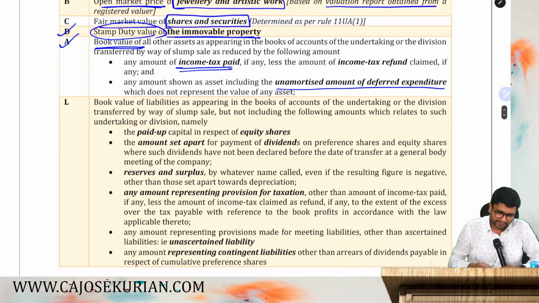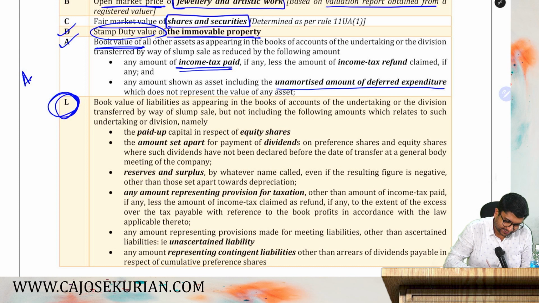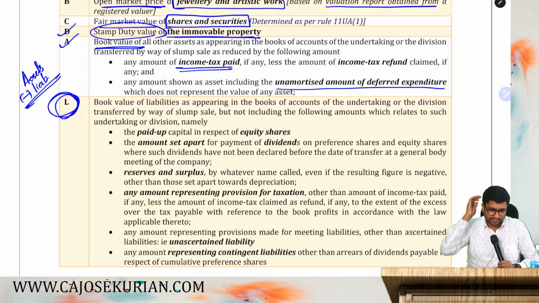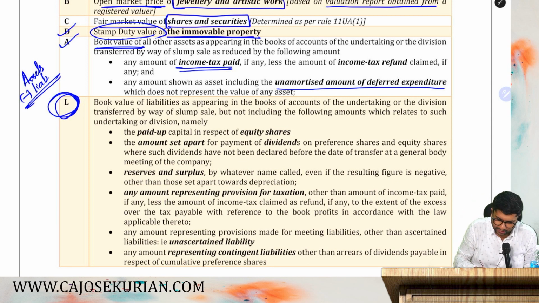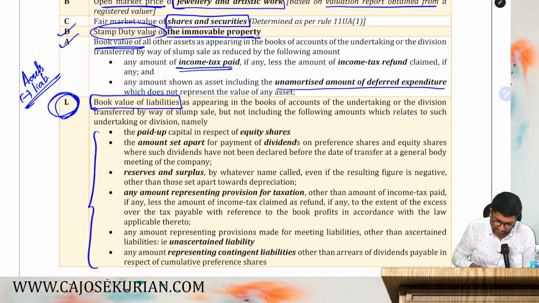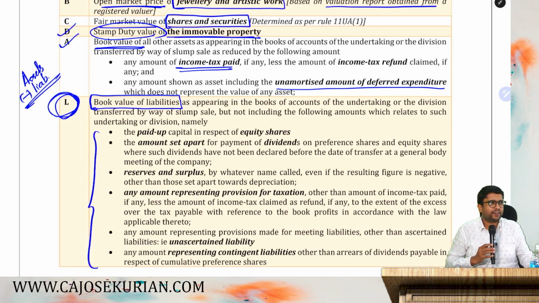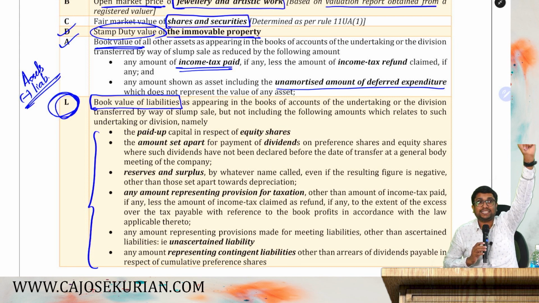Now, it is in relation to liabilities. Net assets means assets minus liabilities. Now, let's understand how to remove the liabilities. Listen, in liabilities, you take the book value of all liabilities except these liabilities. Liability does not have any other fair market value. So what they are saying is, for liabilities, you take the book value except the following liabilities.